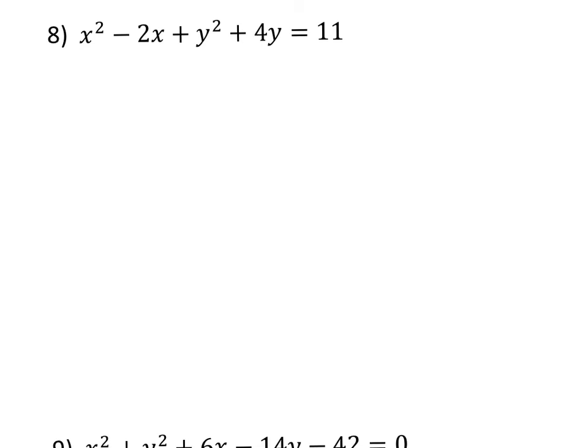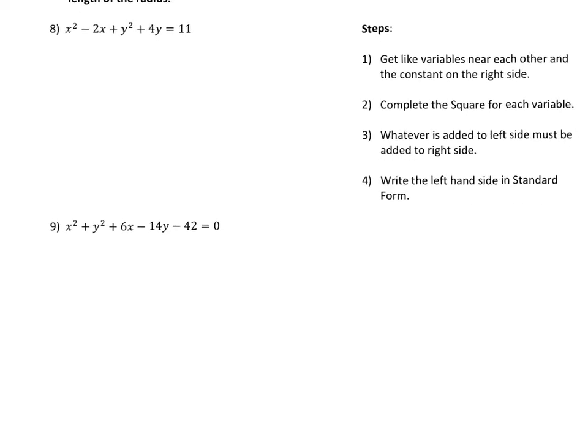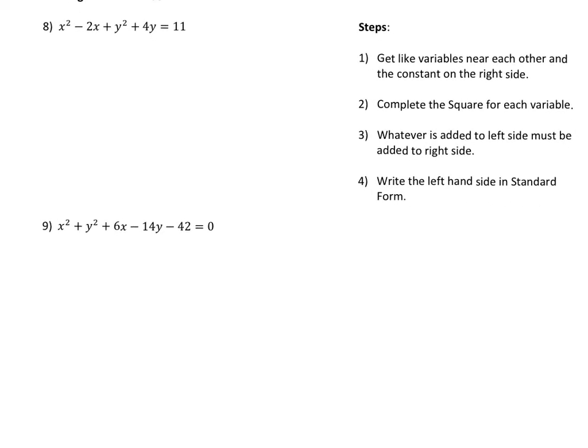So this is where it's going to take your skills in completing the square to figure out what these equations are going to be. So let's start by looking at the steps. Step 1. In order to organize this into the correct form, what we call standard form, we need to get our variables near each other so that the x's are next to each other, the y's are next to each other, and then the constant, or the number that's by itself, is on the right side. And if you look at our equation, it's already like that. We have our x's next to each other, our y's next to each other, and the constant 11 is on the right side.